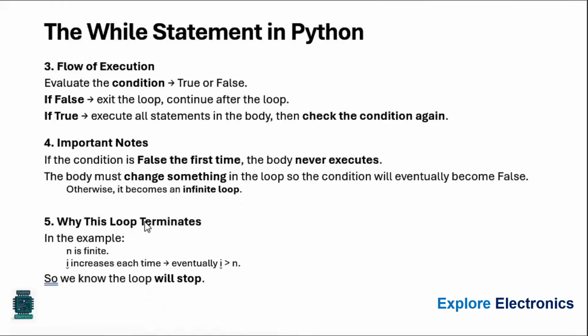Let us see why this loop terminates. n is finite, and i increases each time. Eventually, i is greater than n. So by giving these kinds of conditions, we know that the loop will stop.